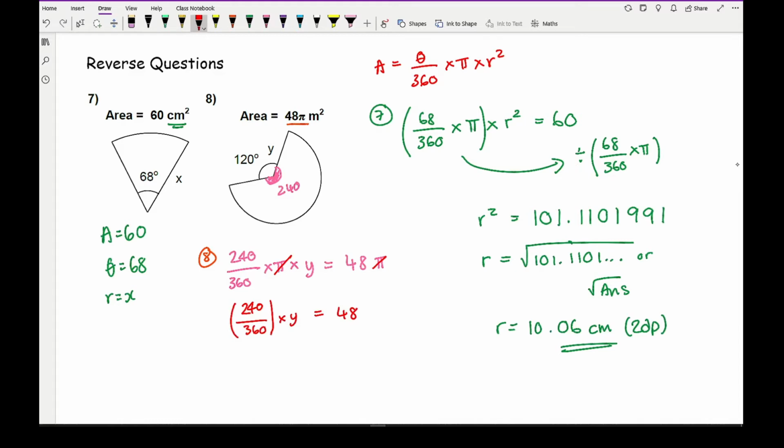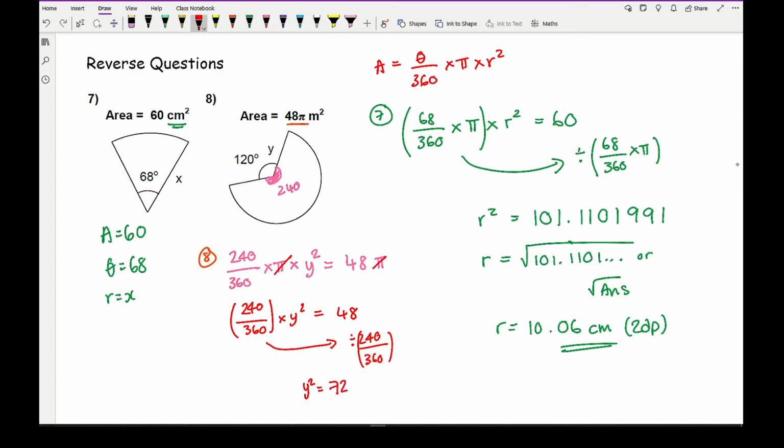Now, treating this little fraction part as a single thing, and that's been multiplied by y, that's what I want to get rid of. So the opposite of multiplying by 240 over 360 is to divide by 240 divided by 360. So if I do 48 divided by 240 over 360, and again, just one thing I forgot to write down, that should be y squared. So here I've got y squared equals 48 divided by 240 over 360, and that gives me an answer of 72.